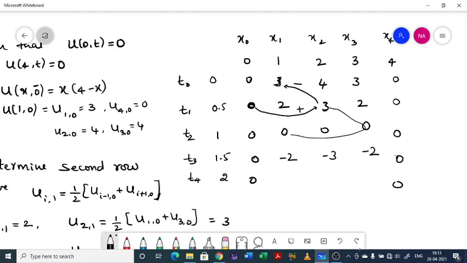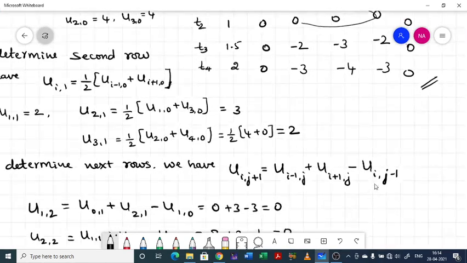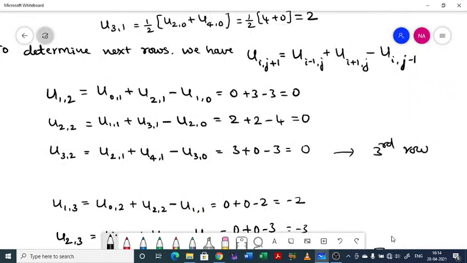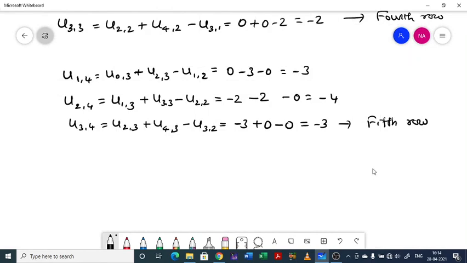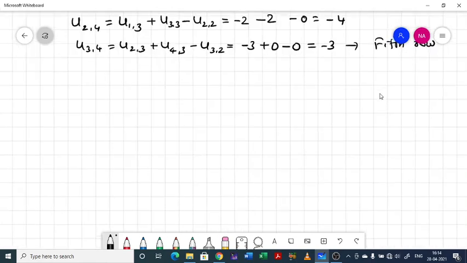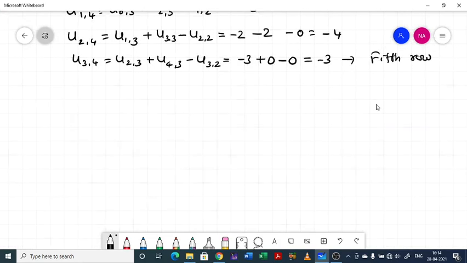So come to this one, 0 minus 3 minus 0, you get minus 3. Minus 2 minus 2 minus 0, minus 4. Minus 3, 0, 0, minus 3. So that completes the table. So that finishes the solution of the given equation. You can write the values directly, but you have to write all these steps. If you just write the table, you may not get full marks. So all these steps you need to write, but anyway you can write the values within the table easily, just looking into the previous values, without any computation.